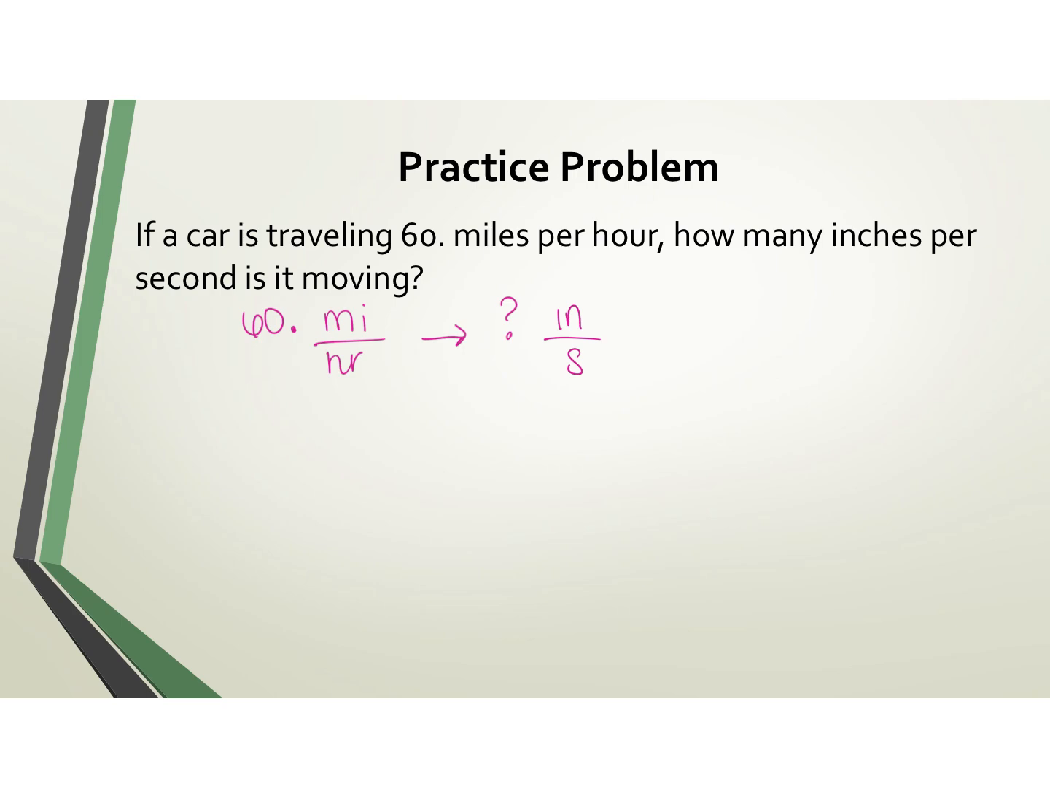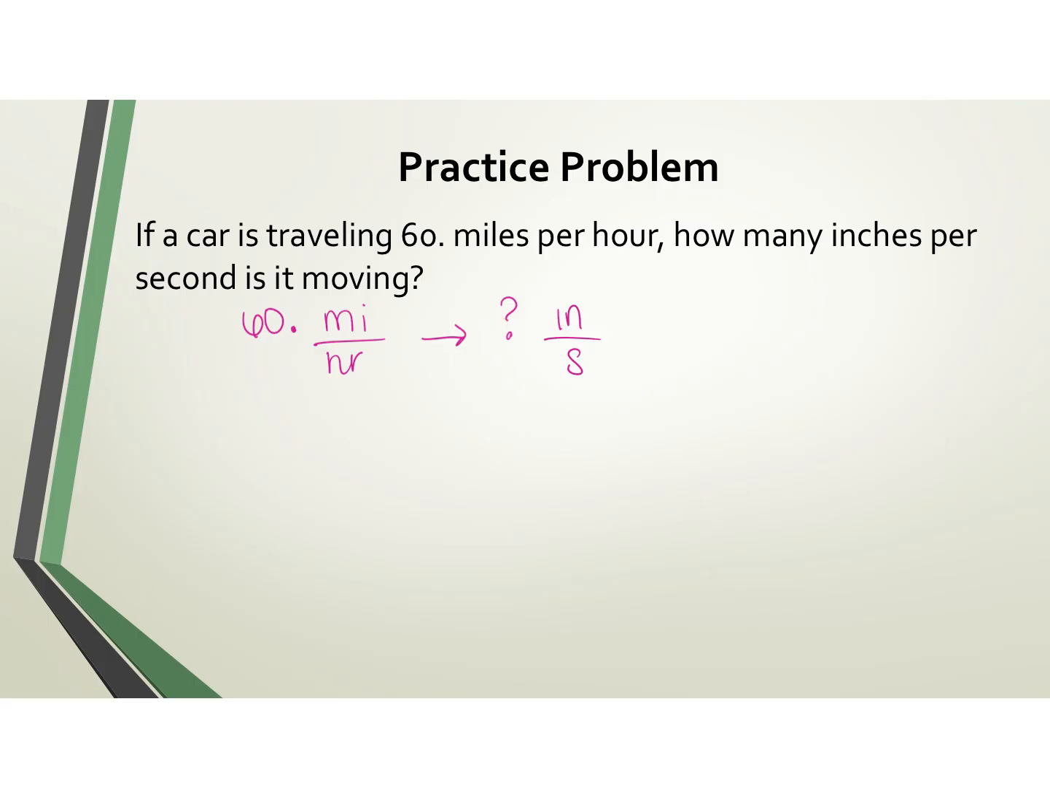So this time, you're given one number, okay, but that number has 2 units. It has a distance and a time. And we're also trying to convert it into a distance and a time. Okay. So we're basically going to do 2 conversions all in one set of boxes. So we're going to convert miles to inches and hours to seconds.